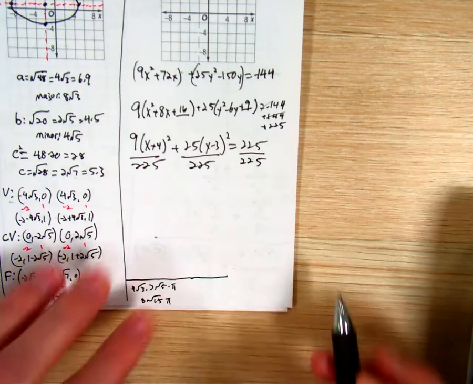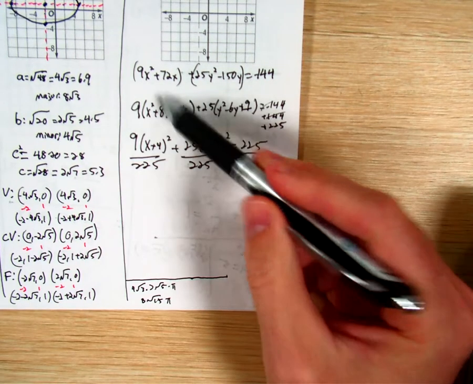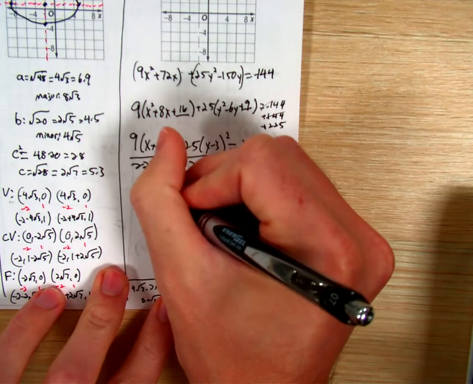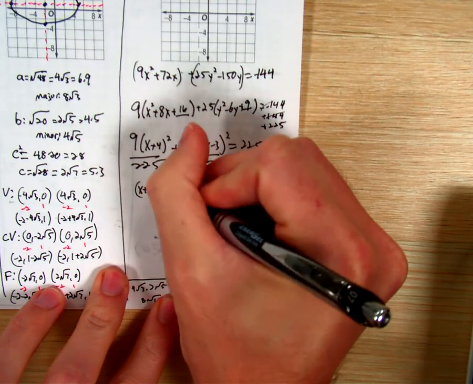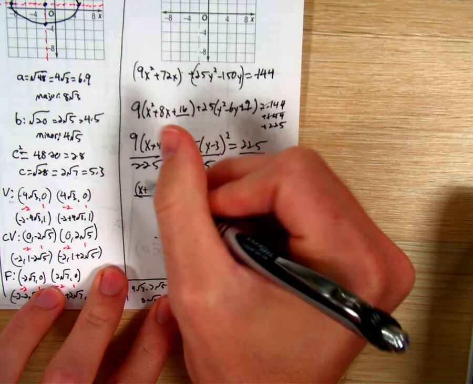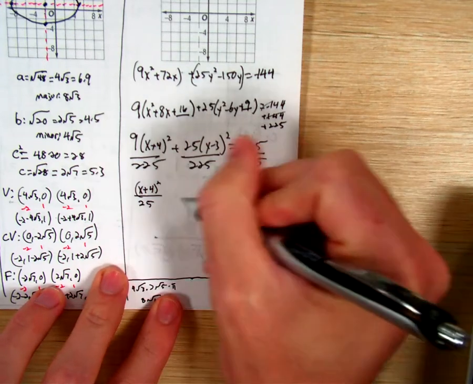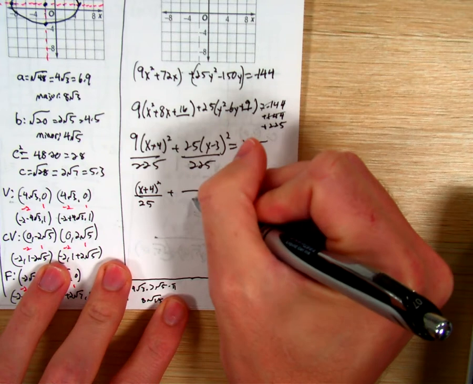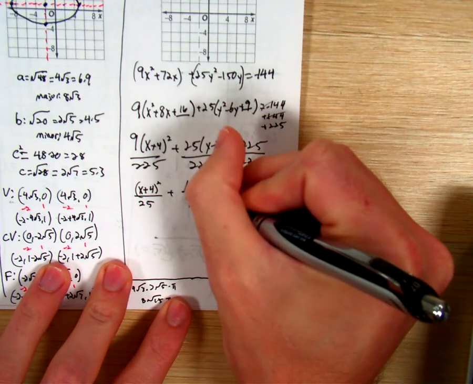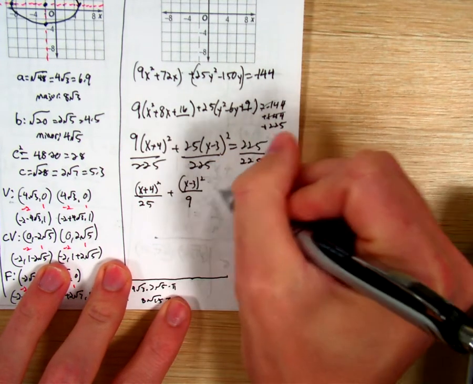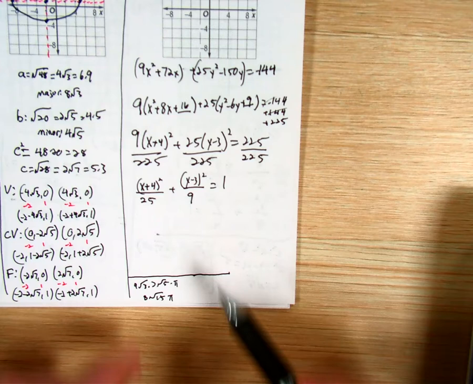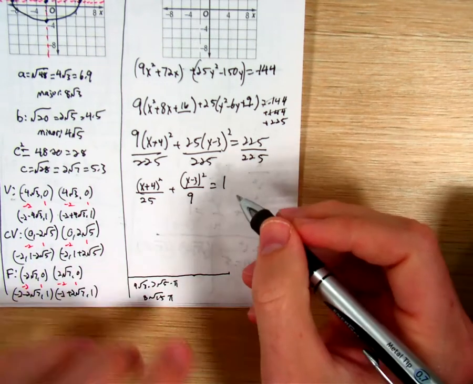Okay. Lucky for us, these should all work out nicely. Okay, 9 divided by 225. We're going to have x plus 4 squared. 225 divided by 9. We get 25 on the bottom. 225 divided by 25 is going to put us with a 9 on the bottom. Equals 1. Oh, fantastic. And these are some nice numbers, aren't they? All right, we can do this graph pretty easily.